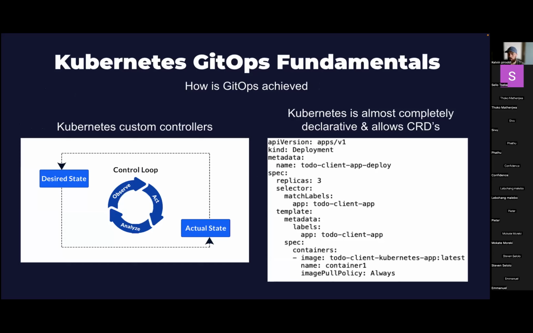So Kubernetes basically is a series of controllers. Everything you see on Kubernetes is run by controllers, absolutely everything. And that means you have a desired state. So you observe, Kubernetes analyzes, and Kubernetes acts.